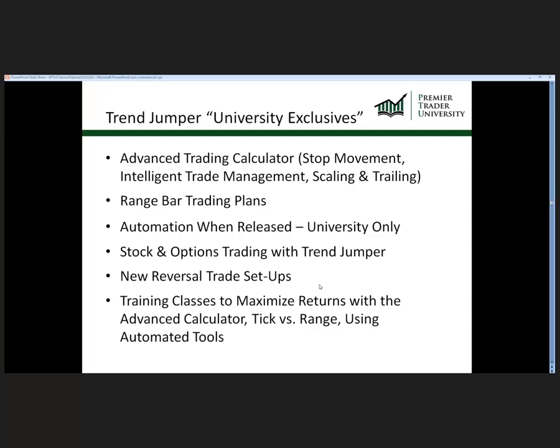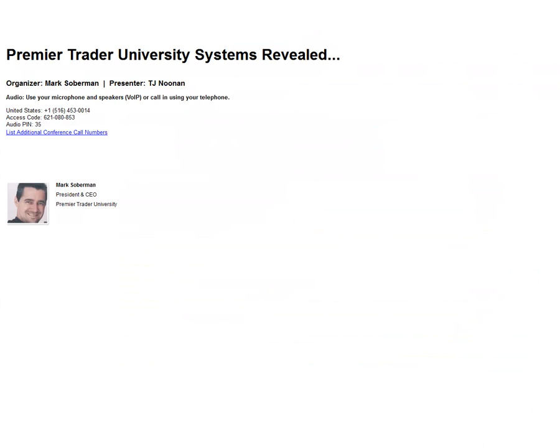Stock and options will be available with the Trend Jumper, a potential new reversal trade setup, and really more in-depth training classes to cover things like tick and range, automation tools, advanced calculator. That's what's really great about getting the Trend Jumper inside of the university. So Troy, this is a perfect time for me to hand this off to you. Give us the demo here.